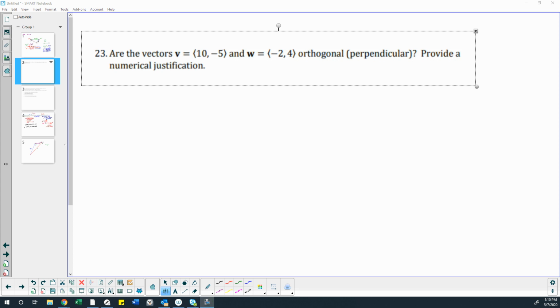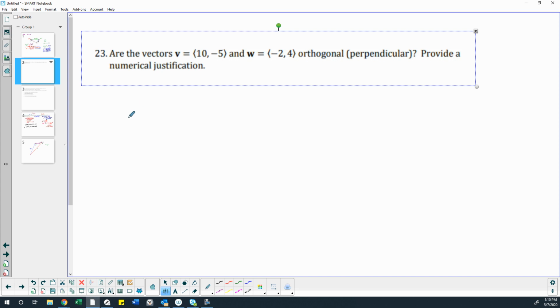Are the vectors v and w orthogonal? In other words, are they perpendicular? Provide a numerical justification. So we want to find the angle between the two vectors. To do that, we need to use the formula for that.